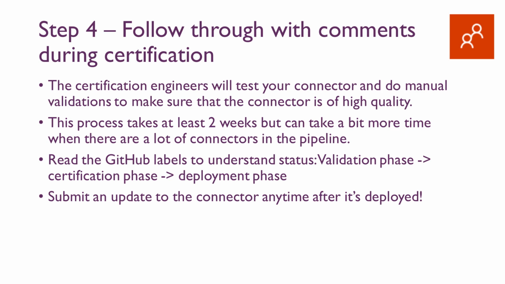It will take at least 2 weeks, but sometimes it takes up to a month or maybe even more. I believe they now have not a big pipeline, so it should be between 2 to 4 weeks. You also need to look at the GitHub labels, because every pull request will get a GitHub label, and it can go from validation phase to certification phase and to deployment phase. When it is in deployment phase, it will take a couple of days before the connector will appear inside of Power Automate, Power Apps, and Logic Apps.